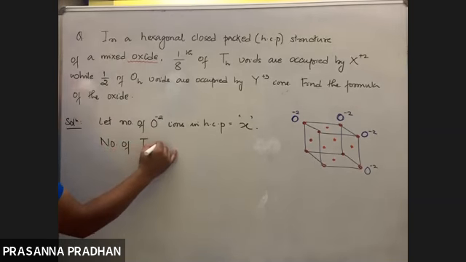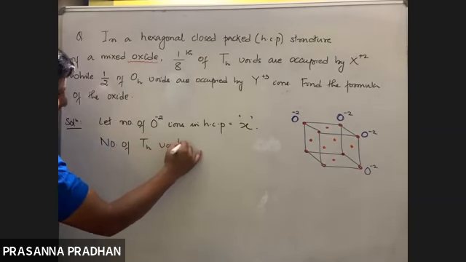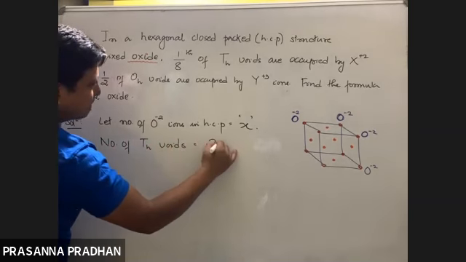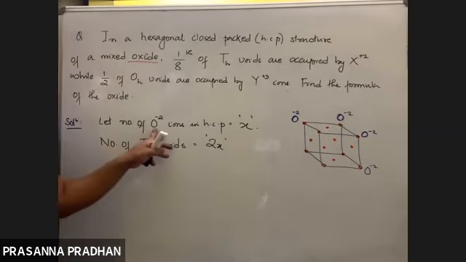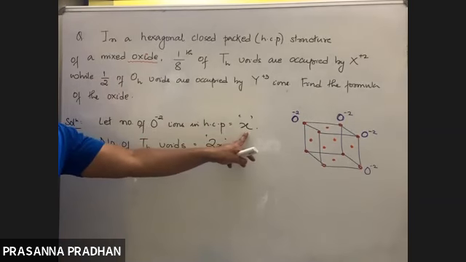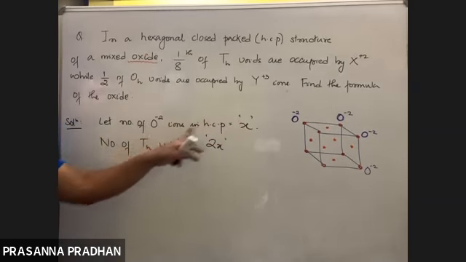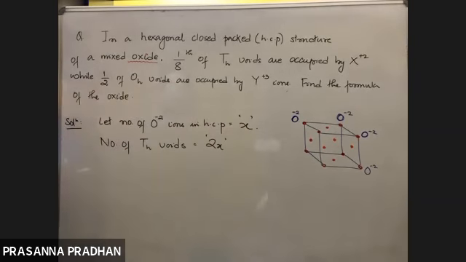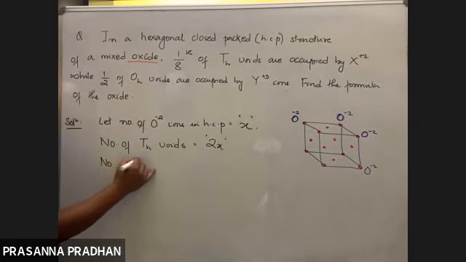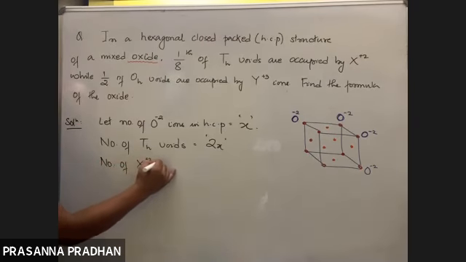Tell me. 2X. Now you are coming in your real character. Yes, it's 2X. If there are X number of particles in a unit cell, the tetrahedral voids will be 2X. So what will be the number of dipositive ions X?